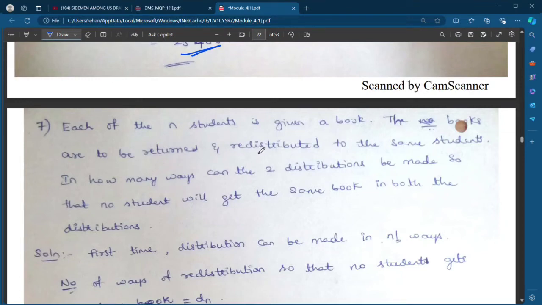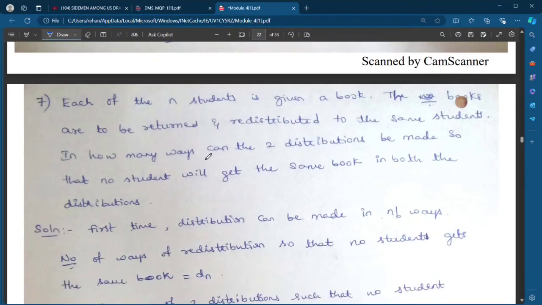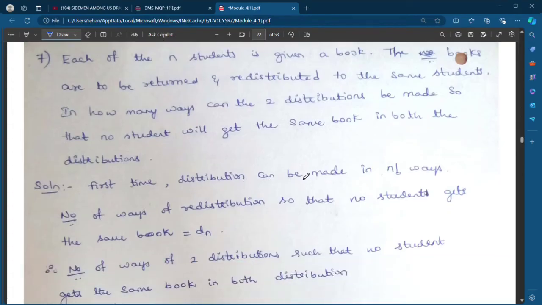Not a problem. Each of n students is given a book. The books are to be collected and redistributed to the same students. In how many ways can the two distributions be made so that no student will get the same book in both distributions? So the first distribution can be made in n factorial ways. Firstly, no student has received any books, so I can say that in n factorial ways we can distribute the books to the students.